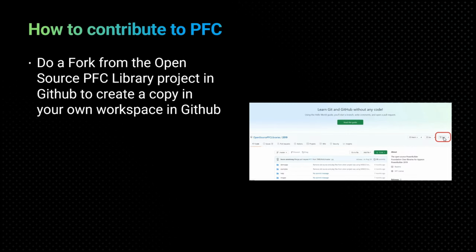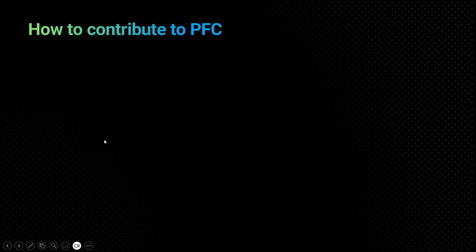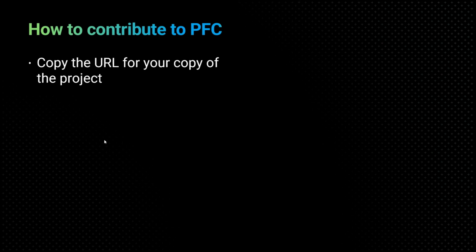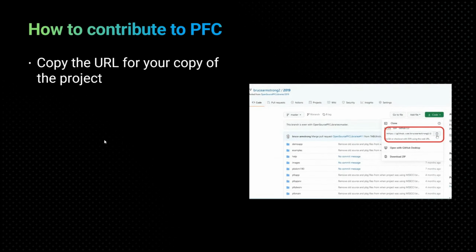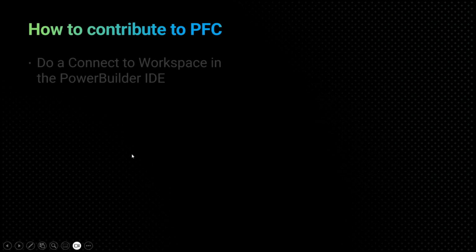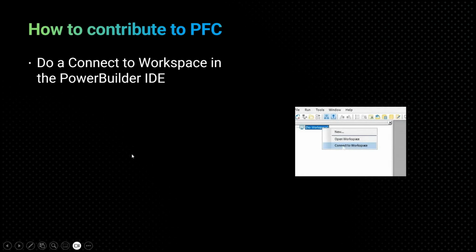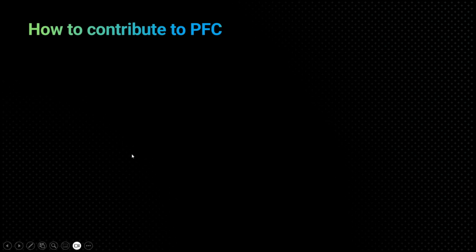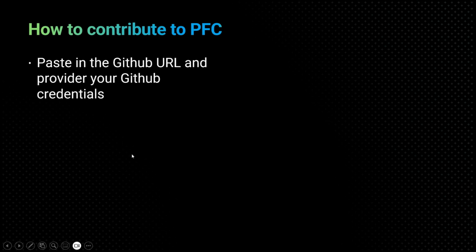Then you connect to a workspace from PowerBuilder to your version that is in your GitHub workspace, and it will pull it down, create the pibbles, all that, so you can start using it. This is where you copy the URL for the project, and then you do a connect to workspace in PowerBuilder. And like I said, at that point, PowerBuilder will just bring down all the code.